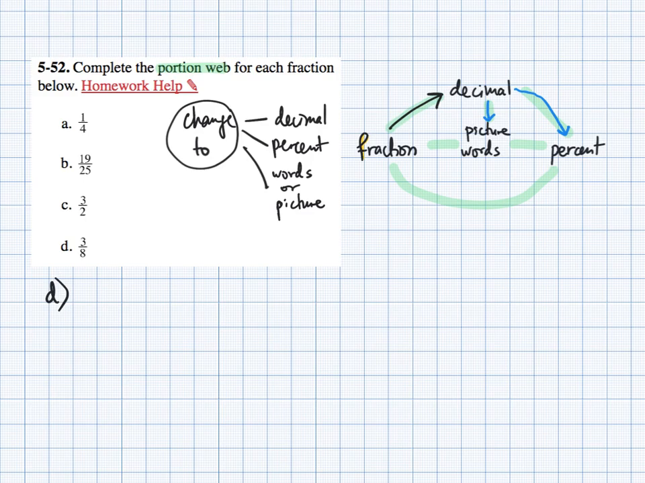So let's try letter D on your own, well, together, but I need you to pause the video. So let's start with the meaning. So what is the meaning of 3/8? And that's the words. You can say 3/8 is the words given. So, and then let's start with the long division. So go ahead and write the meaning. So it's 3 divided by 8.